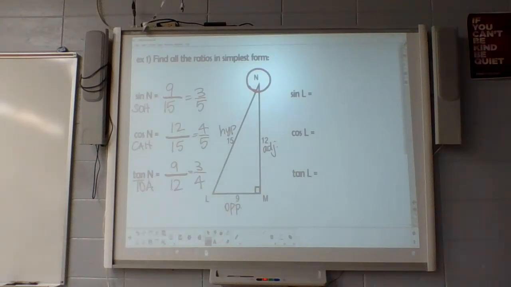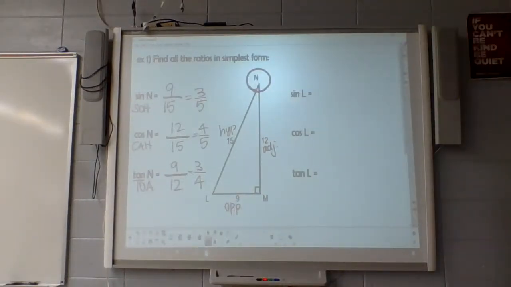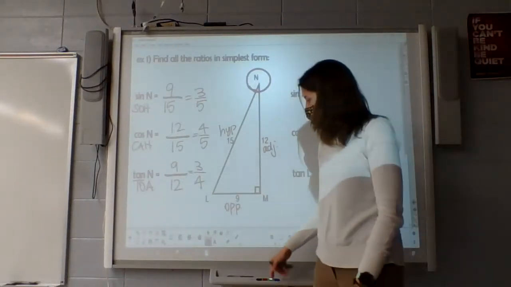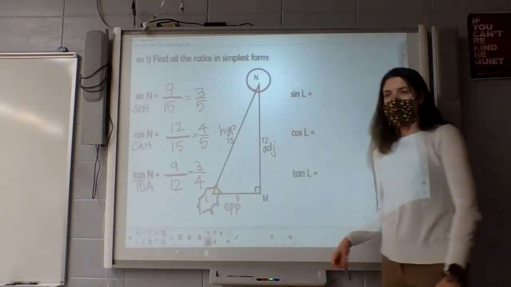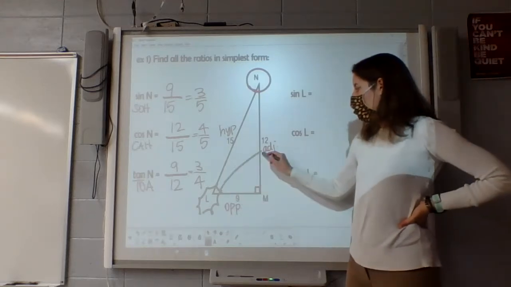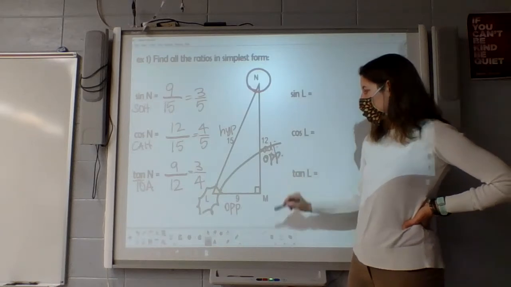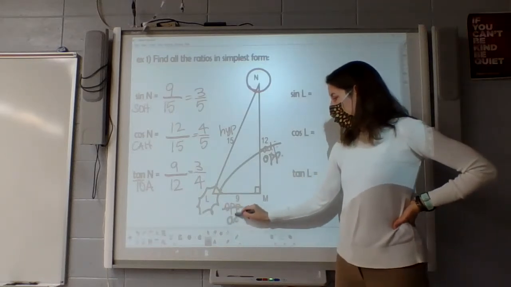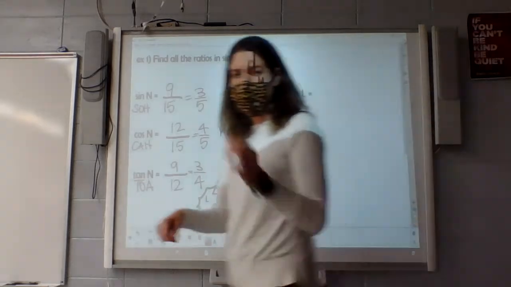Now, like we did yesterday, then we change the perspective. What happens if now we're doing L? So now L is going to be our angle. And you have to change the labels. So now the opposite side is no longer the adjacent. This is now the opposite side. This is now the adjacent. The hypotenuse sticks. So see if you guys can set up your sine, cosine, and tangent there.